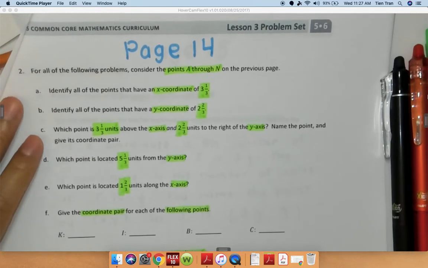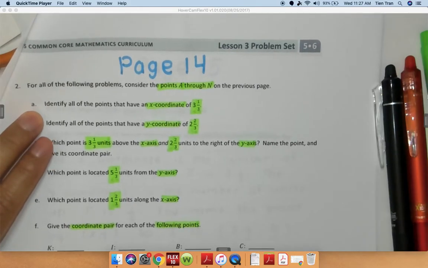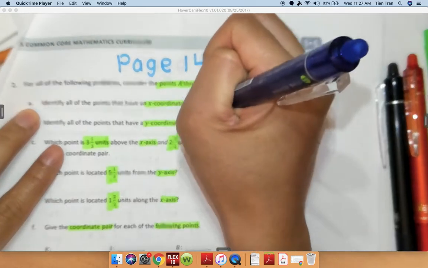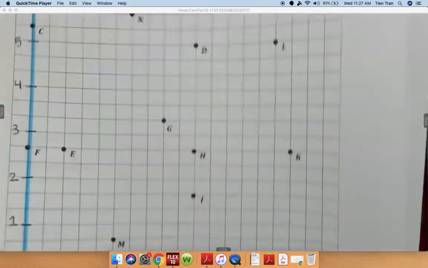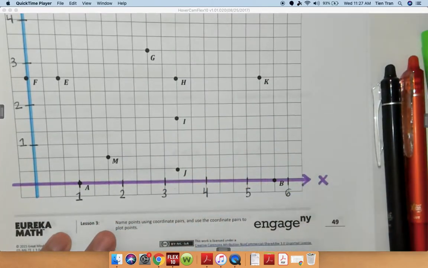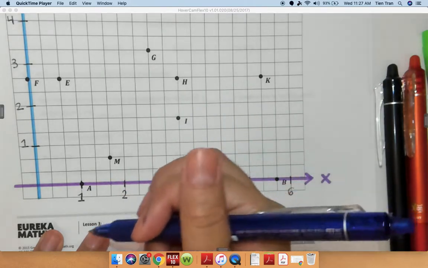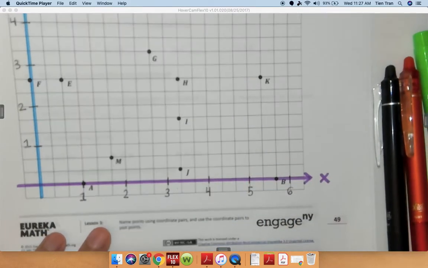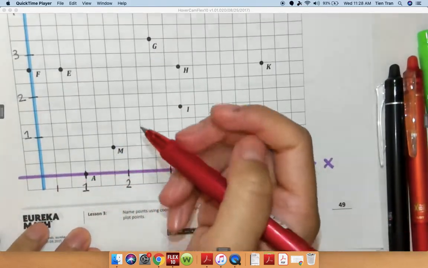For problem number A, it asks you to identify all of the points that have an x-coordinate of 3 and 1/3. So we're going to go back to the paper previously and look for the coordinate 3 and 1/3. And the reason why we are doing 1/3, if you notice, it's sectioned into thirds. So I'm going to section this so you guys can see 1/3, 2/3, 3/3, so that it's easier to find each point.